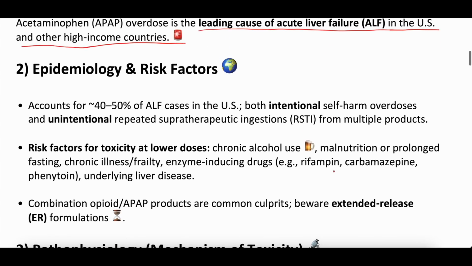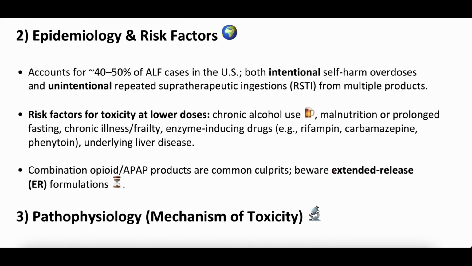So epidemiology and risk factors for acetaminophen toxicity. Well, a couple stats just to further frame the conversation here. One of those stats is that acetaminophen toxicity accounts for 40 to 50% of acute liver failure cases in the USA. Intentional self-harm as well as unintentional repeated exposure to higher levels of acetaminophen all contribute to acute liver failure. So almost half of the acute liver failure cases in the USA are from acetaminophen toxicity, either intentional self-harm or unintentional repeated supratherapeutic dosing.